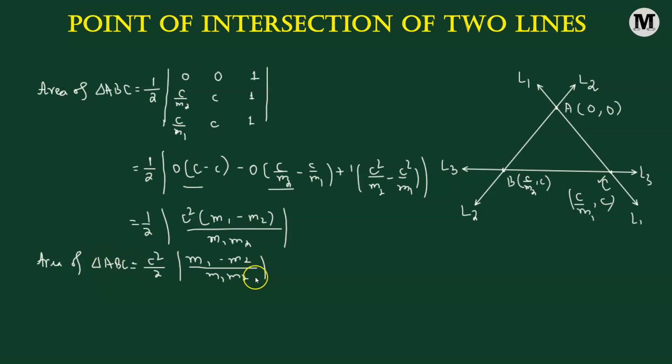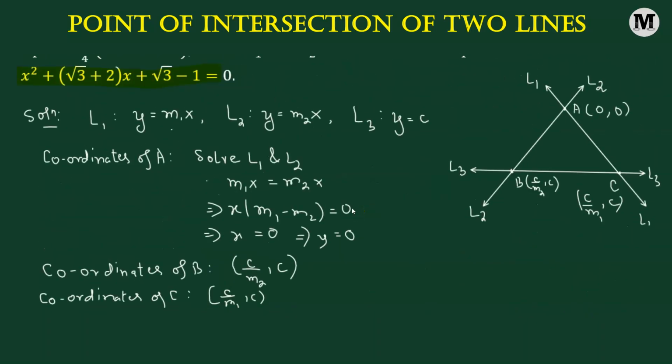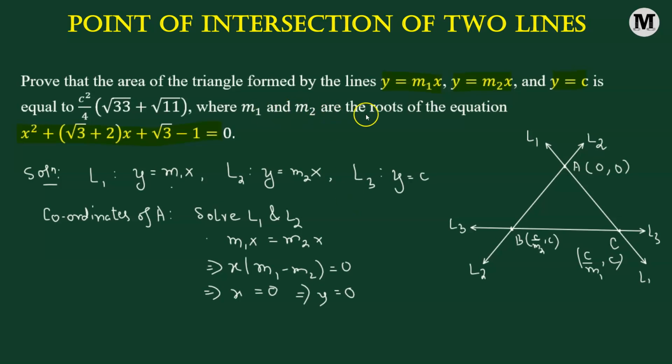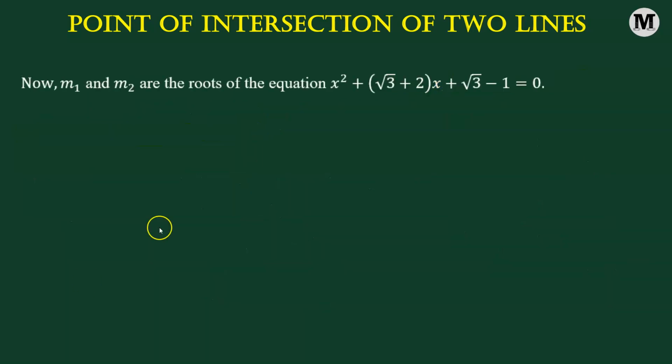However, we are not quite there yet, because we now have to find the values of m1 and m2. What are m1 and m2? It's given in the problem that m1 and m2 are the roots of the quadratic equation. So let's solve this quadratic equation to obtain the roots. Let's use the standard quadratic formula to find the values of x. So x is going to be equal to the negative of the coefficient of x.